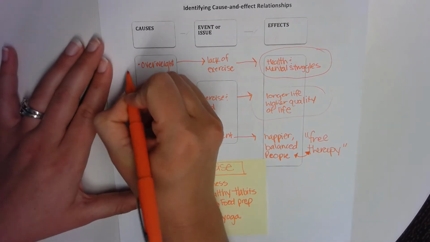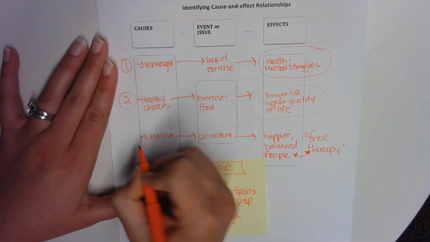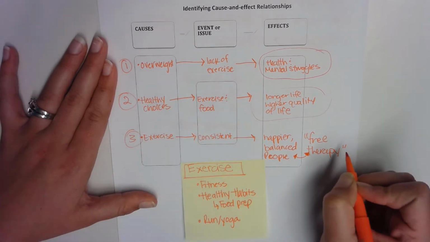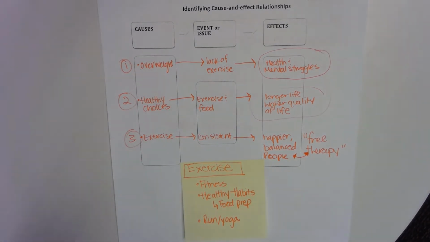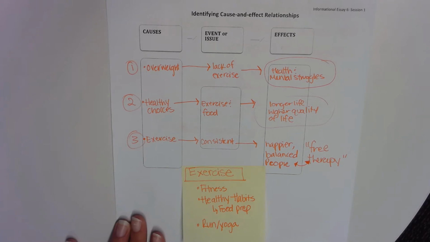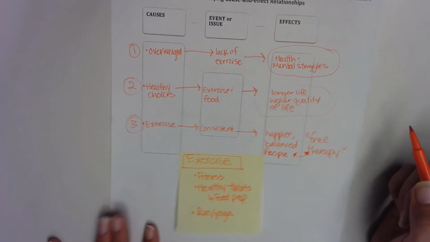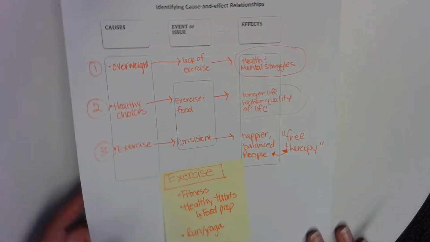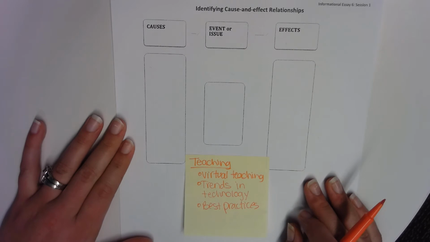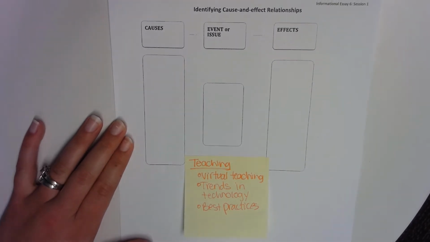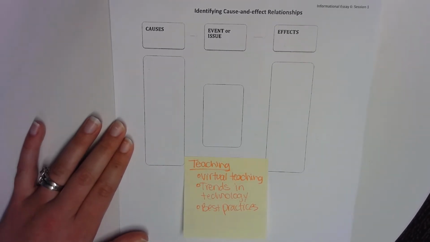So I have three different cause and effect relationships that I could structure this particular essay on. So that's some pretty good information. I want to think about that. Okay. So I'm going to switch to my next topic to see what I could do here.